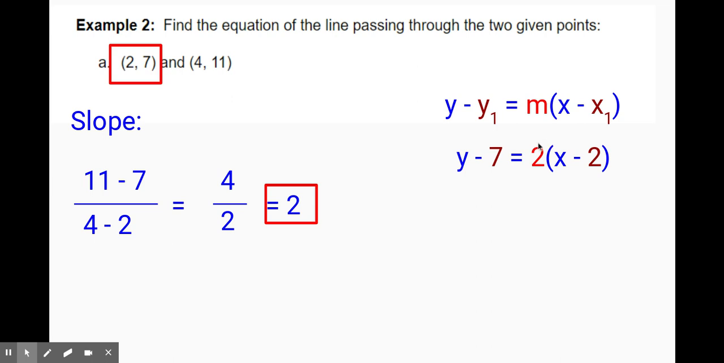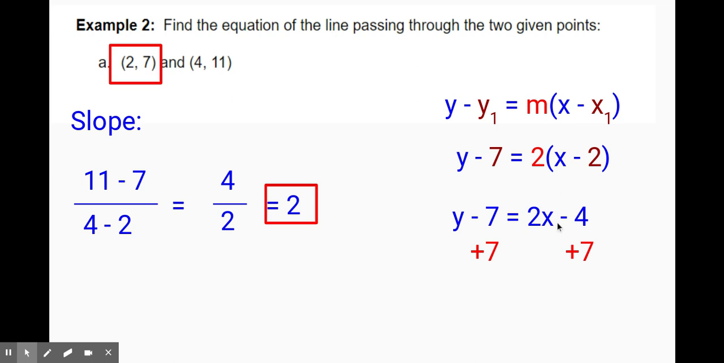From here, just like we did before, we're going to distribute. So 2 times x, squeeze that together. 2 times a negative 2 is still negative, and 2 times 2 is 4. Last step, undo this minus 7, so we're going to do plus 7 on the left, plus 7 on the right.